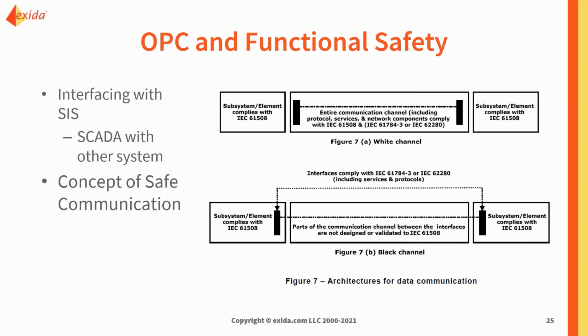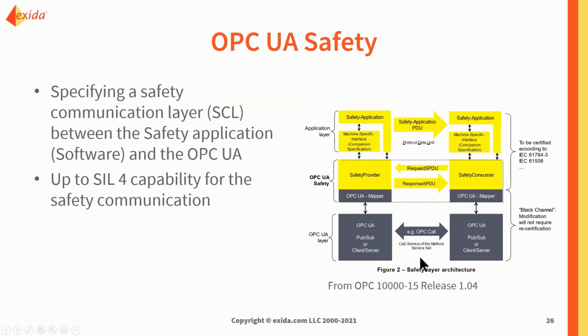So there we have the concept of safe communication. It is defined within the IEC 61508 standard that there are two different kinds of safe communications. One is the white channel, which means that the communication channel needs to be compliant with IEC 61508 to cover all the SIL levels and all the requirements. The other one is the black channel, where only part of it needs to be compliant with the IEC 61508 standard. And OPC handles it using the black channel.